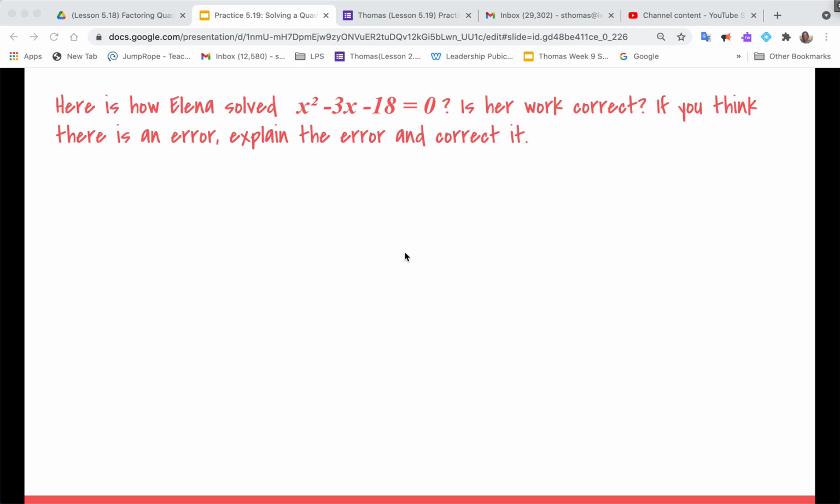It says, here's how Elena solved x squared minus 3x minus 18 is equal to 0. Is her work correct? If you think there is an error, explain the error and correct it.